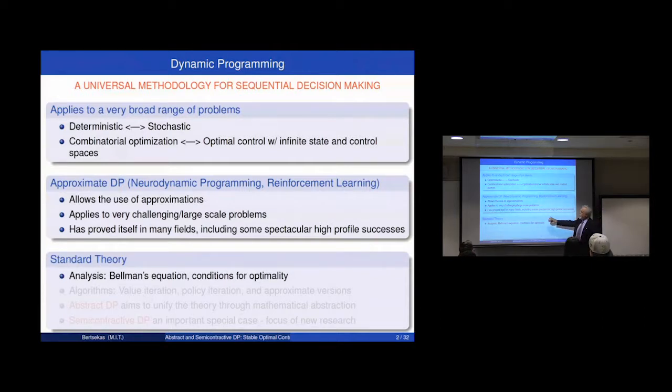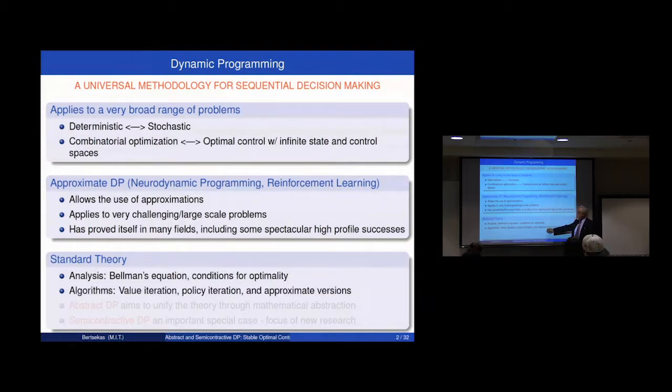Now, the standard theory of dynamic programming includes theory for exact dynamic programming and approximate dynamic programming. I'm going to focus on exact dynamic programming. The standard theory involves analysis of Bellman's equations, the solutions, how many solutions there are, whether they exist, and so on, and conditions for optimality. There are also issues around algorithms, and the standard algorithms are value iteration and policy iteration, and the approximations are typically based on value and policy iteration.